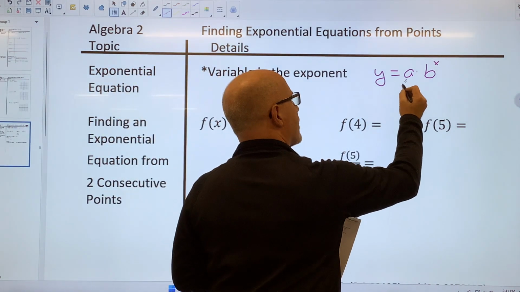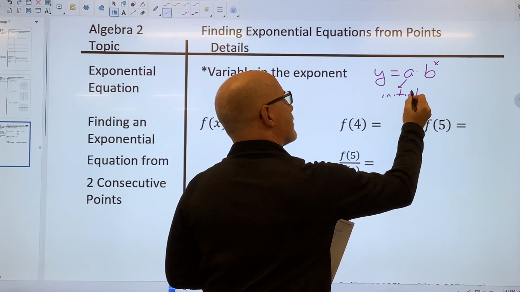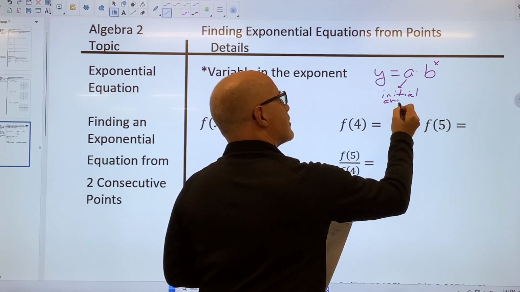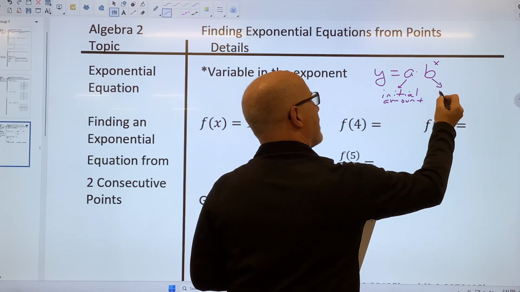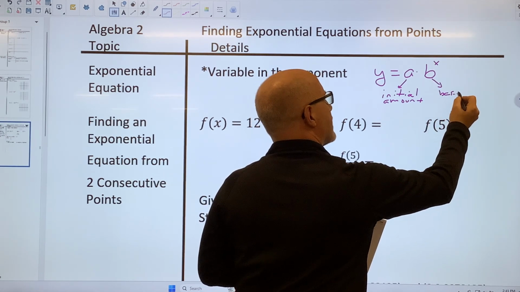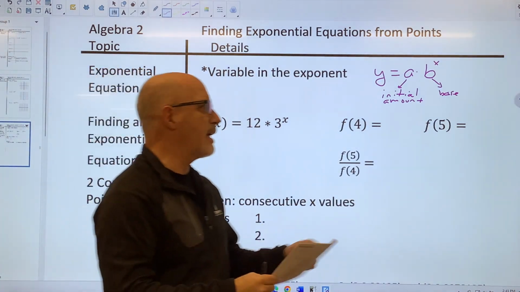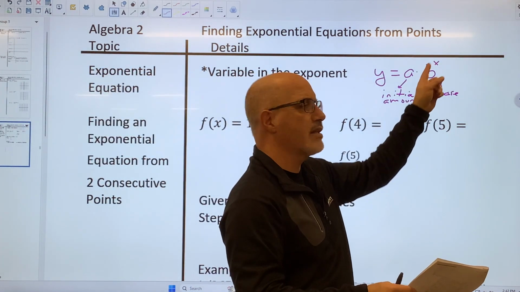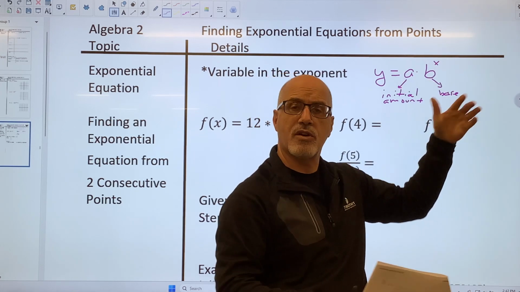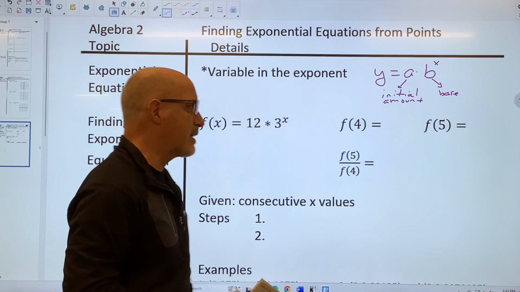The a here is your initial amount, so it's where you start the problem. And then the b we call the base. It's the factor that we multiply by each time. So it would be like, for instance, 5 times 3 to the first, 5 times 3 to the second, 5 times 3 to the third. You just keep adding an extra factor in this case.